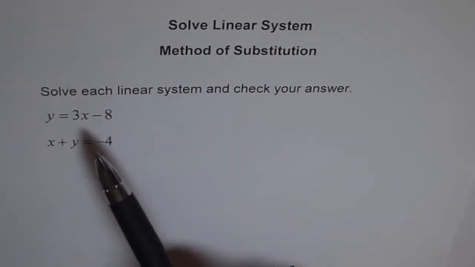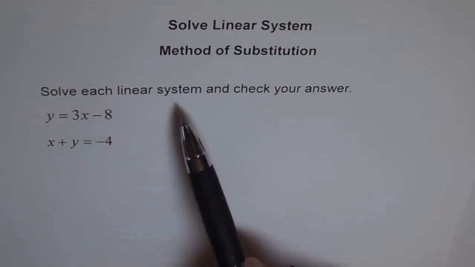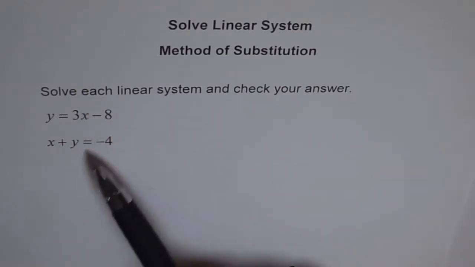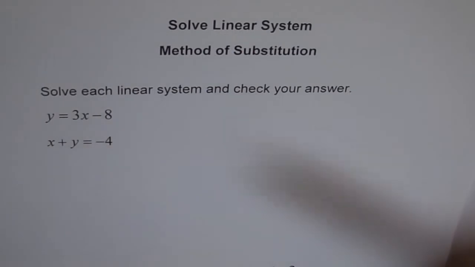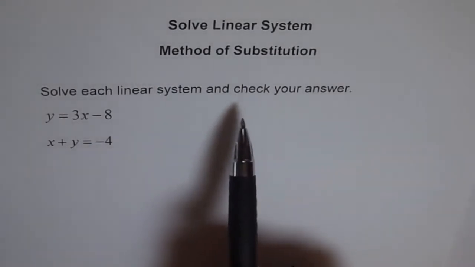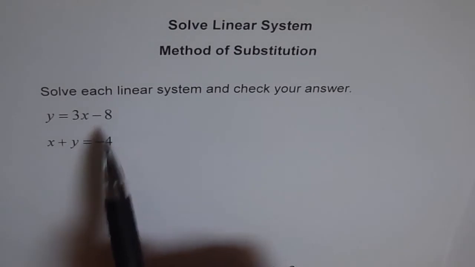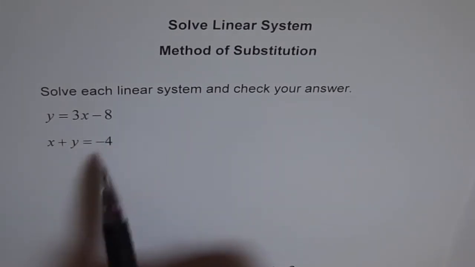Here, the problem before us is to solve each linear system and check your answer. Well, I have given you only one. The others I have kept here for your exercise. I'll show you later. Now, the equations before us are y equals 3x minus 8 and x plus y equals minus 4.